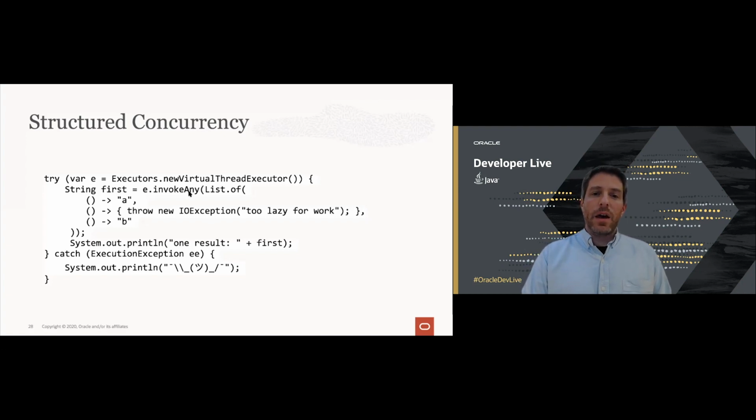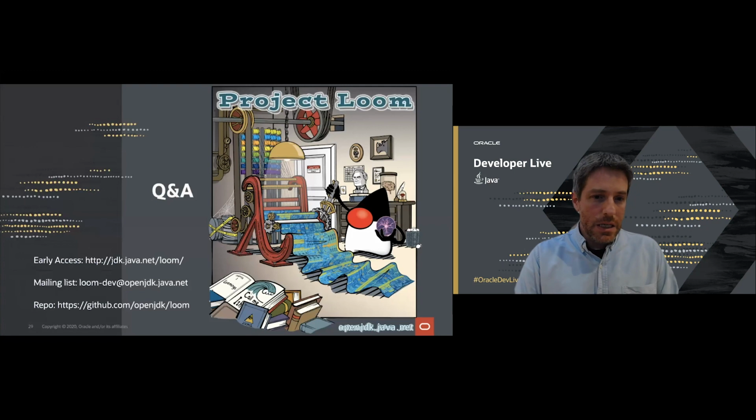But this invokeAny says that I only want to wait for the first one that terminates normally, the first one that gives back a result without throwing an exception. And that is what is going to be assigned to first, unless all of them throw an exception, in which case I'll get an exception. We have an analogous method called invokeAll if we want to collect all the results. And that, I think, is everything.